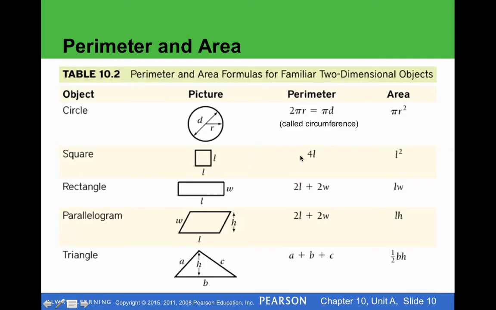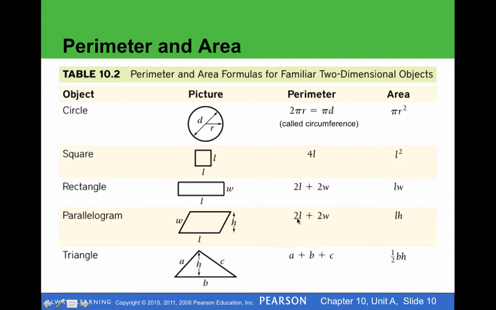So the perimeter of a square is just 4 times the length, 4L, we add them up. And the area is just the length squared. Perimeter of a rectangle, 2L plus 2W, we have 2 lengths and 2 widths. And the area is just length times width.